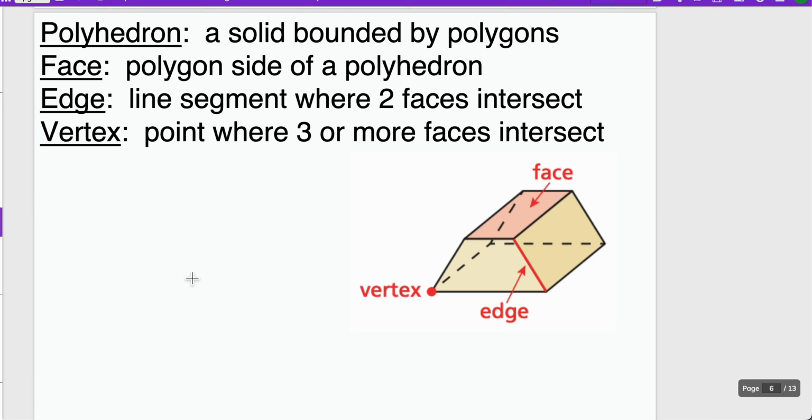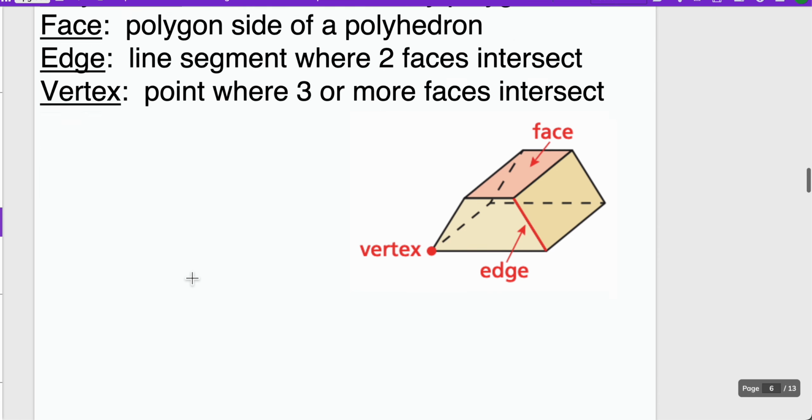That is a solid bounded by polygons. That means we've got straight edges and sides. We have a face, which is your polygon side of the polyhedron. You have your edge, which is your line segment where two faces intersect. And then you also have a vertex, the point where three or more faces intersect.